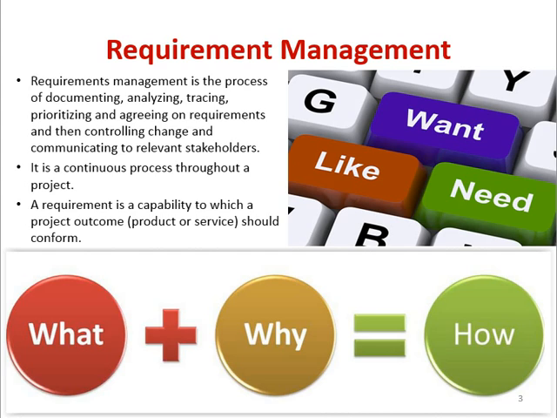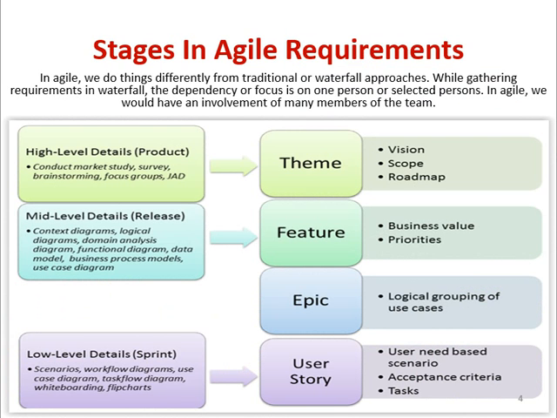If we talk about the stages in agile requirements, it's just a simple mapping. In the image, at the highest level, we have the high level design detail, which is a product. Drilling down further, we have the mid-level details, which is the release, and ultimately at the lowest level, we have the sprint or the iteration.